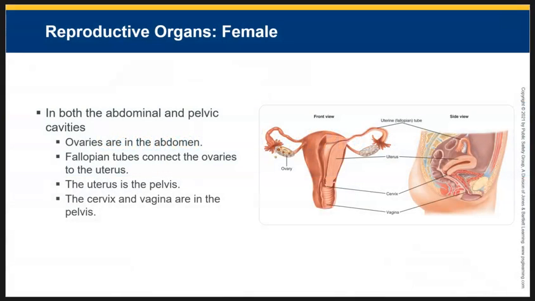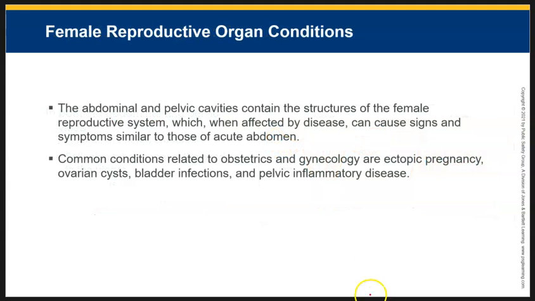Let's take a look. Just a quick review in terms of the female reproductive organs. The upper part, such as the uterus, the fallopian tubes, and the ovaries, are going to be found in the abdominal cavity, extending down into the pelvic cavity, with the cervix and the vagina inferior to the upper part of the organs there. When they're affected by disease, signs and symptoms will mimic those of acute abdomen. So we have to be very careful in our patient history to distinguish the difference between a GI or GU emergency and a reproductive emergency.